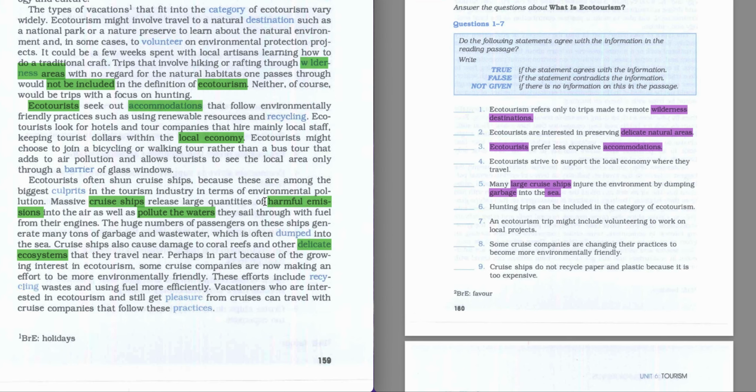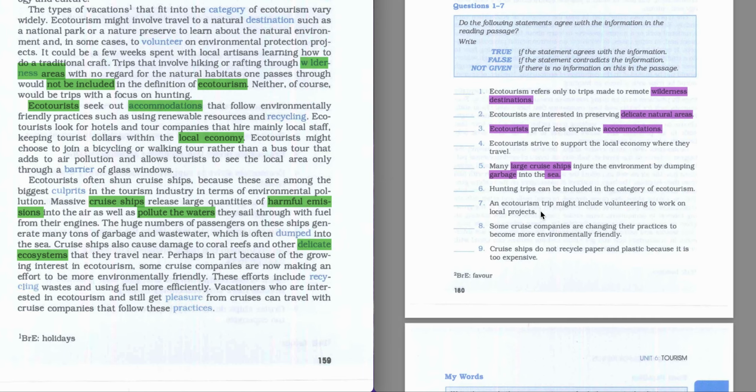So the answer to the fifth question is going to be true. They unfortunately make harmful emissions into the water. Let's read the sixth sentence. Hunting trips can be included in the category of ecotourism.